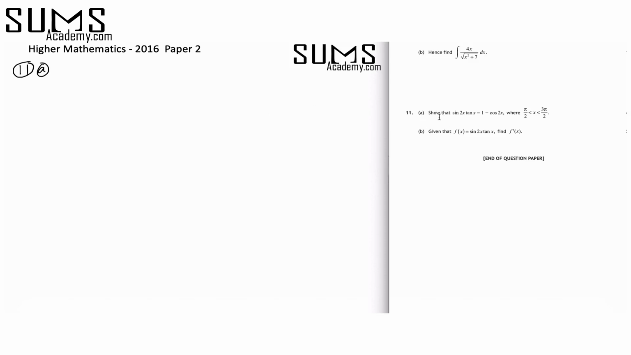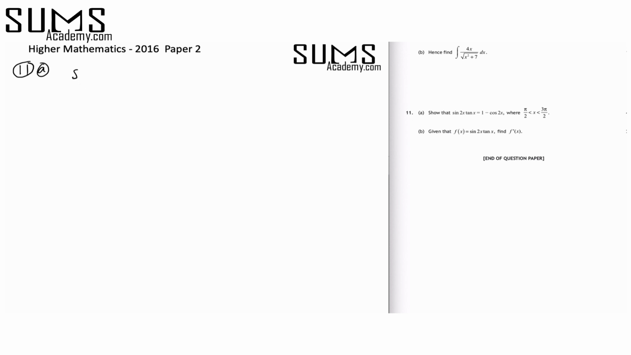So question 11, we're asked to show that sine 2x tan x is equal to 1 minus cos 2x, where x is between pi over 2 and 3 pi over 2. This is one of the questions where you're going to have to be thinking about substituting in trigonometric expressions and then rearranging them. But there's always a few common clues that come up.